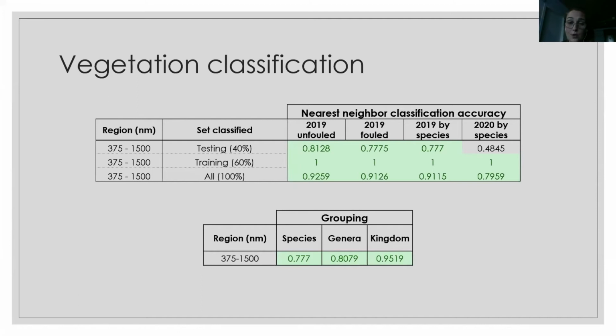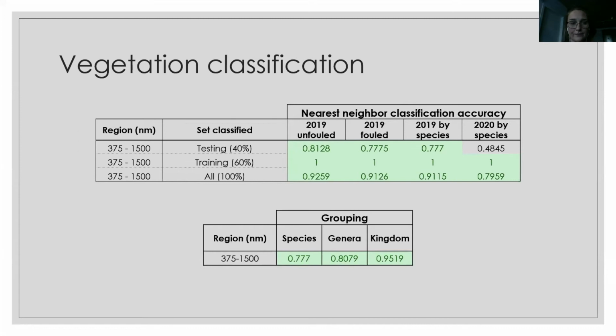If, for example, though, you weren't interested in grouping by species, if you grouped by genera, it's a little bit higher, even at 80%. Or if you're trying to distinguish something between like plants versus algae, so by the kingdom, you have exceptionally high classification accuracy of 95%.